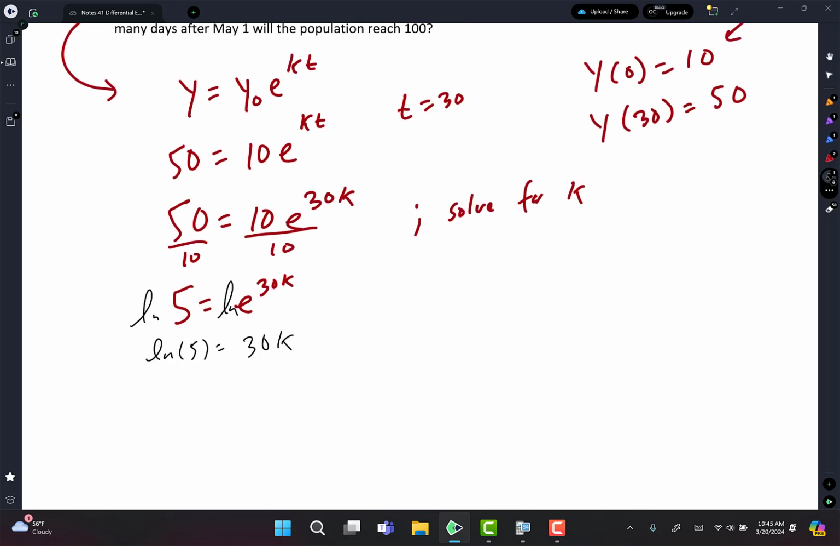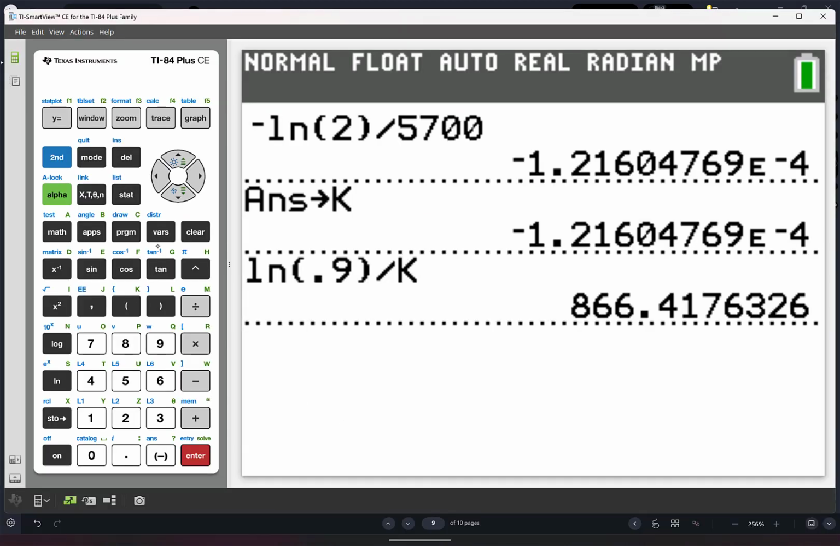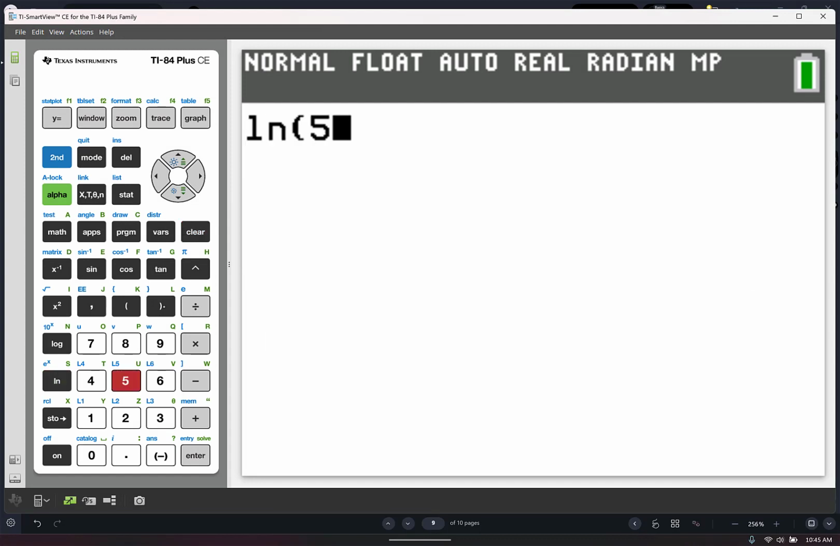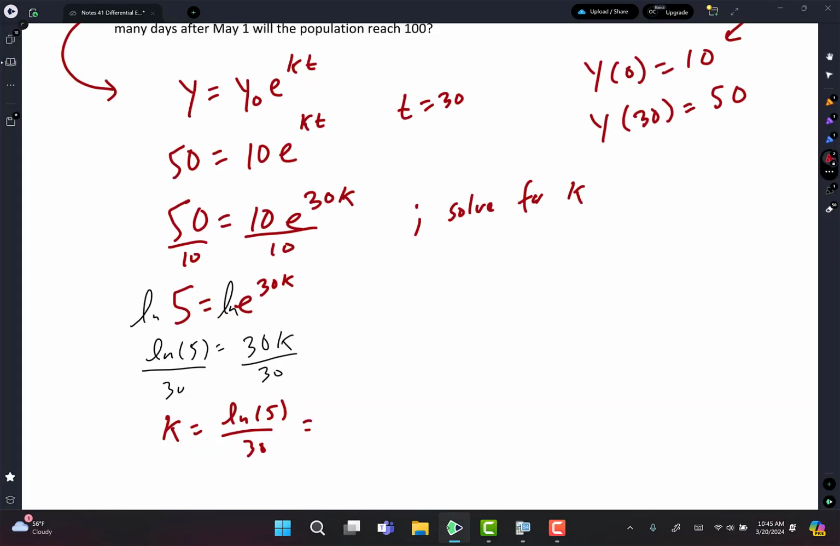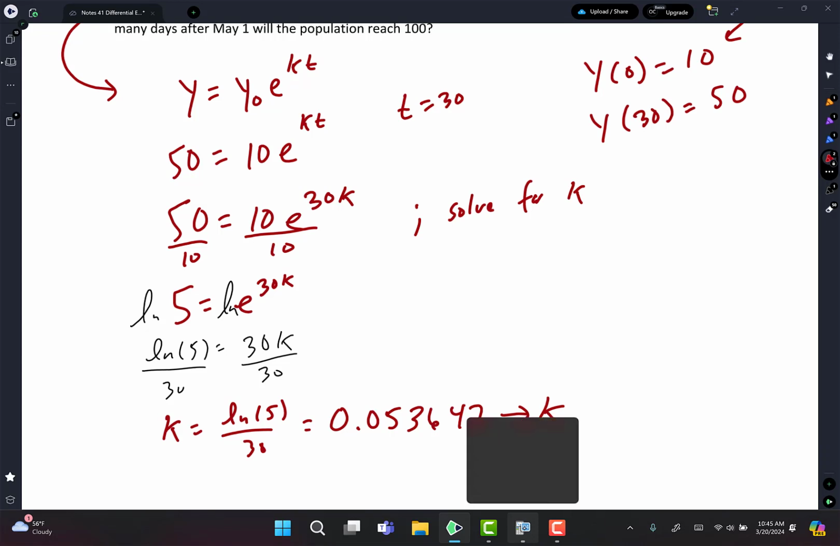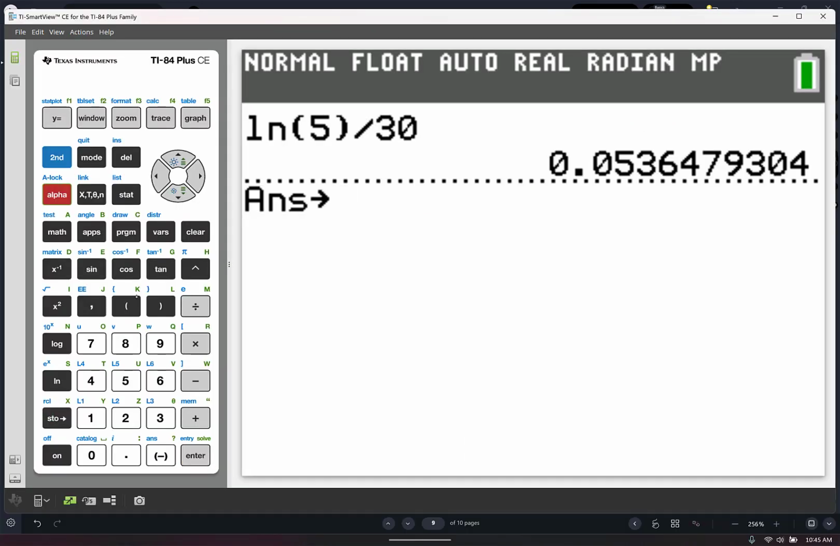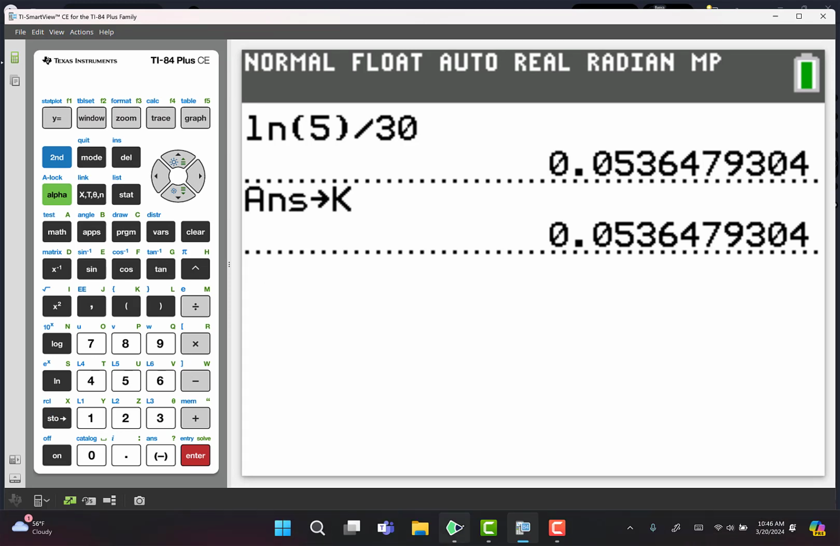And then how do I get k by itself? Divide by 30, divide by 30. So this is going to give me my k value. k equals ln of 5 divided by 30, which equals, take your calculator, try it out, guys. ln of 5 divided by 30, and you get some number, 0.05, hook me up with digits. And I'm going to store it to k, unless you want to use a different letter. It doesn't matter to me. Store alpha k. Are we okay so far?